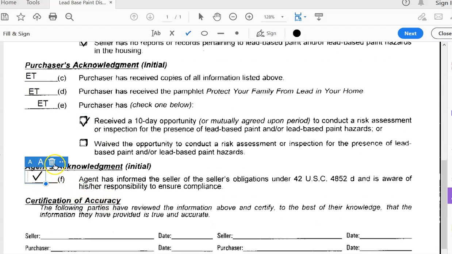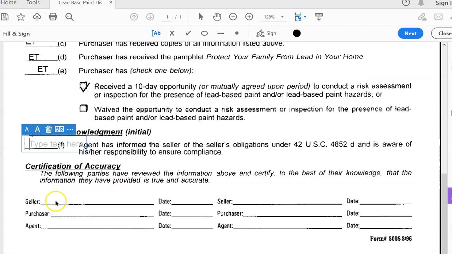Then if you're on the buyer side, or you're representing the buyer, or the buyer is your customer, you would have to initial here: agent has informed seller of obligation under 42 USC 4852d and is aware of his or her responsibility to ensure compliance. This is for the agent representing the seller. The agent representing the seller would now initial here. That means you, the listing agent, and then sign.